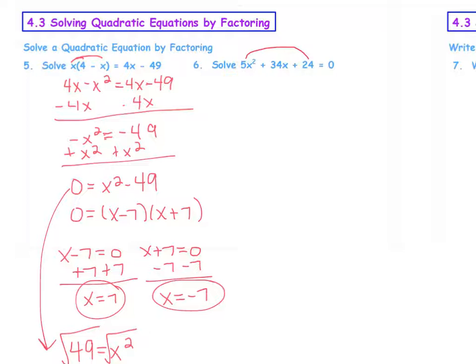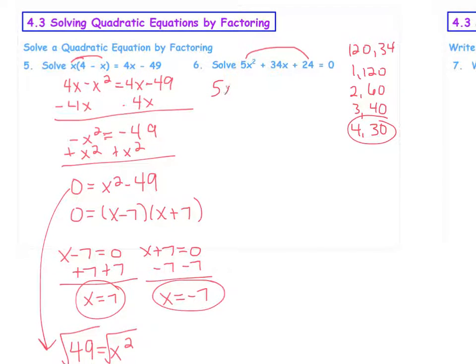Or we know that the two numbers that we split this 34x up into multiply to give you whatever a and c multiply to give you: the 5 and 24, which is 120, and they have to add to 34. So you start listing the factors of 120, and we're going to see which ones add to 34. And this will help us factor by grouping. So here it is, 30 and 4.